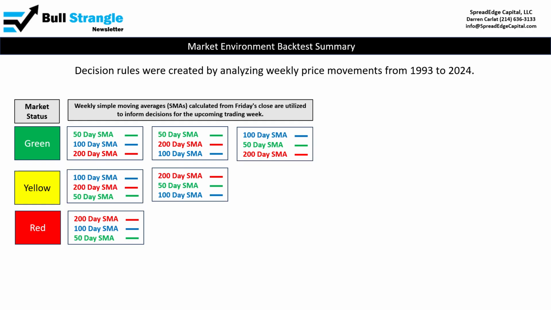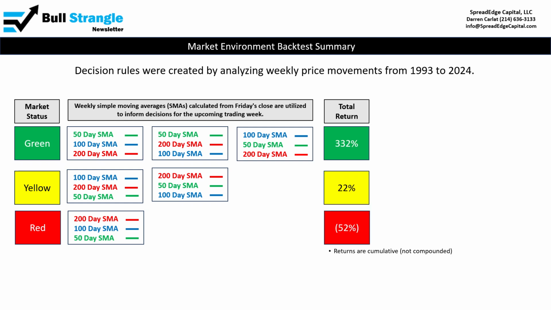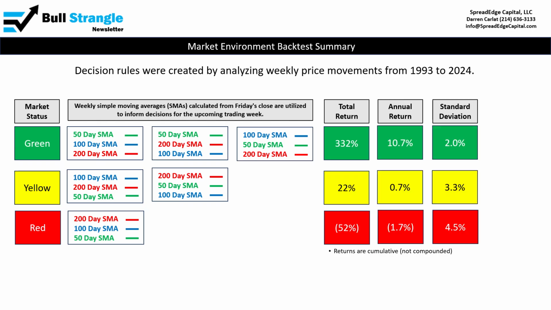Using these criteria, cumulative returns are 332% for green, 22% for yellow, and negative 52% for red. Now, these are cumulative. I've added them up, right? So there's no compounding going into this at all. The weekly average for green and yellow is similar, though the standard deviation is 60% higher for yellow. So it is appropriate to back off a bit when you get into a yellow market. The returns are about the same, but volatility does increase significantly enough that I think backing off is warranted.